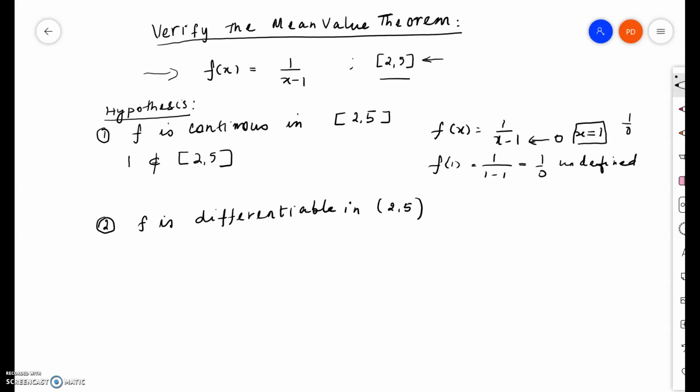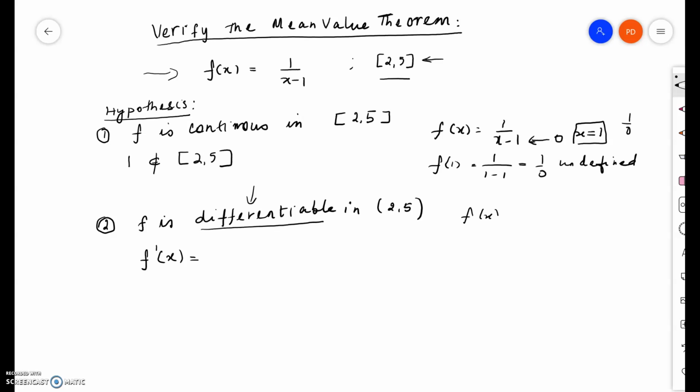Now we need to check if f is differentiable in the open interval 2 comma 5. So in order to check this, we first need to find the derivative. We need to make sure that the derivative is defined everywhere in the interval 2 comma 5. That's what it means to check for differentiability in the interval 2 comma 5. So what is the derivative of f of x?